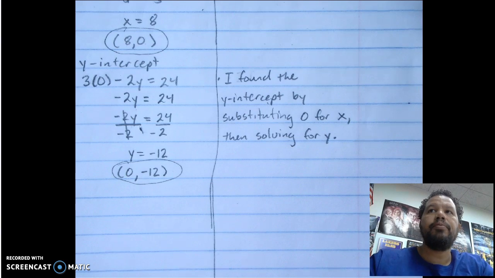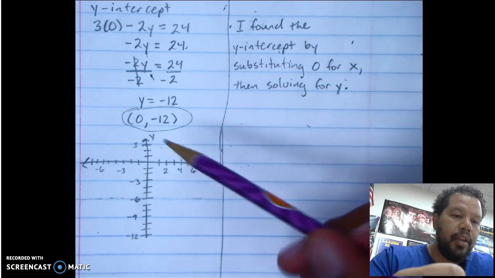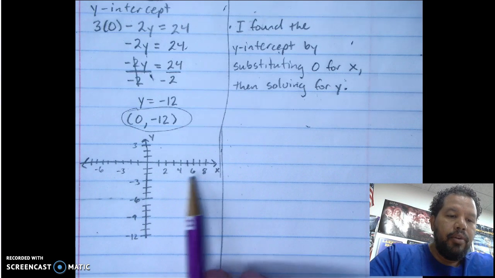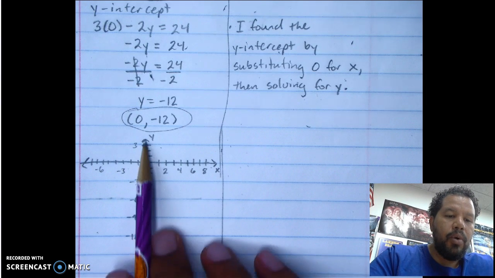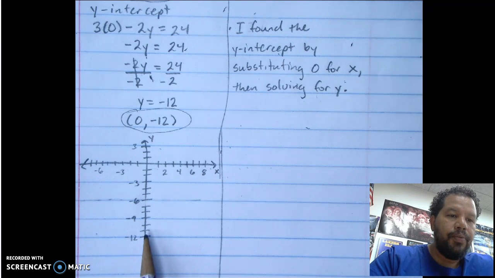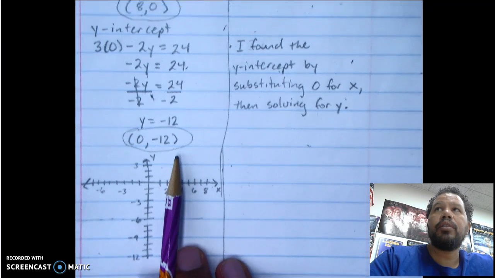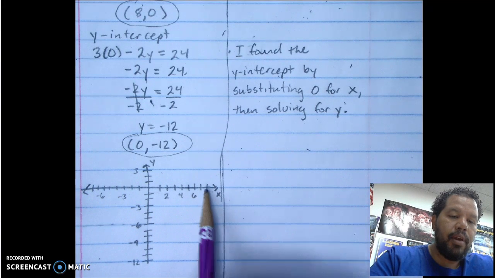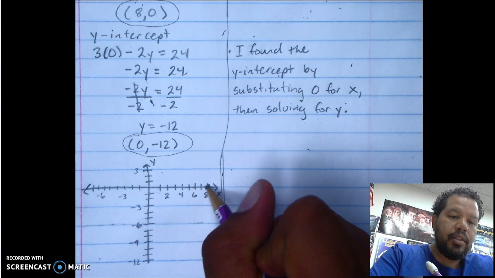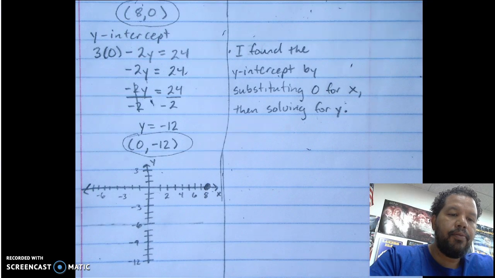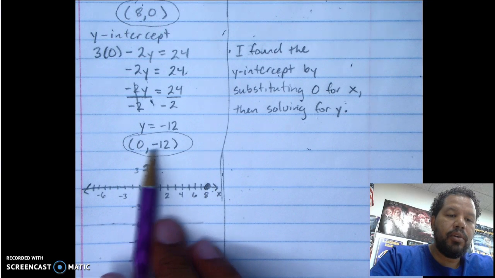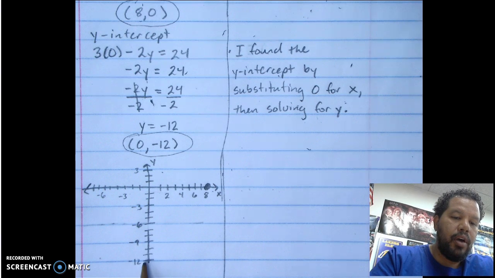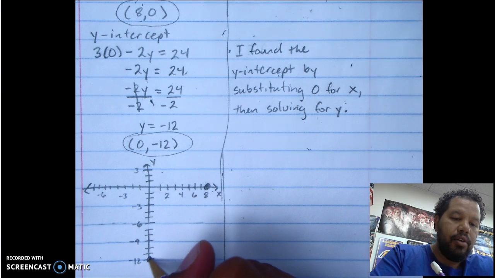Okay, so I go ahead and draw my own coordinate plane since there was not one available. And remember, the x-axis is horizontal, the y-axis is vertical. And my points are, once again, 8, 0. So that's going 8 in the x direction and 0 in the y direction. So that's my first point right there. My second point is 0, negative 12. So that's 0 in the x direction and then negative 12 in the y direction down here.